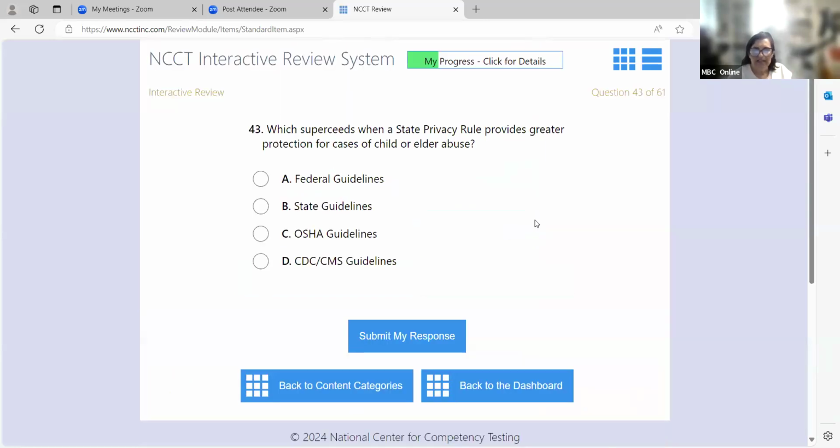Which supersedes when a state privacy rule provides greater protection for cases of child or elder abuse. So now we're seeing what goes over a state privacy rule. Is it federal guidelines, state guidelines, OSHA guidelines, CDC, or CMS guidelines? And remember, this is regarding child or elder abuse. So remember what I told you, OSHA is already, so we could kind of rule that one out. So which one do you think?